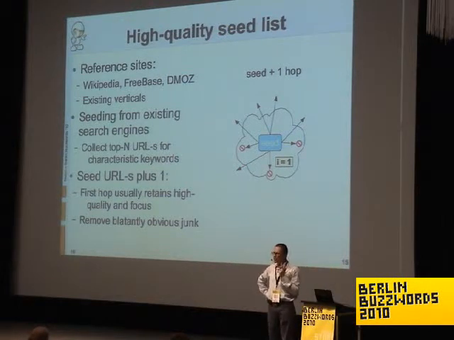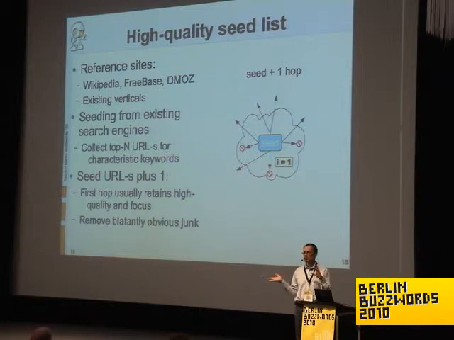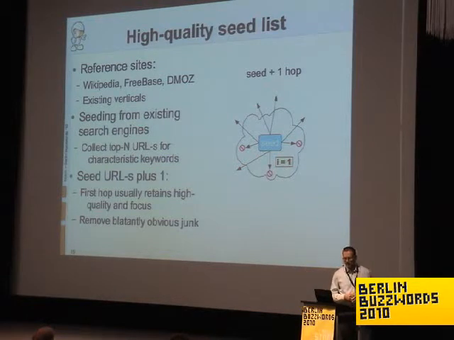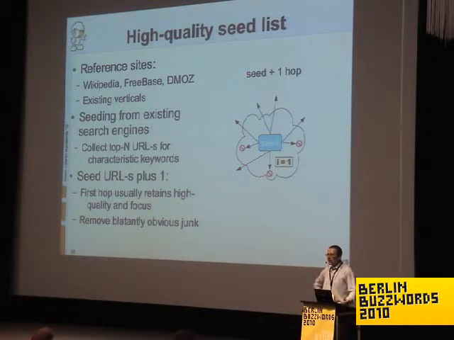So the best practice is to start from high-quality seed lists. It's usually a small list, although in my practice I worked on projects that started with 1 million URLs as the seed list, though the quality of that seed list was mixed. But usually you start with a small seed list, like 10 sites or 100 sites, the ones that you know a priori are interesting for you. This list could be taken from Wikipedia or from Freebase or DMOZ, although nowadays DMOZ quality deteriorates somewhat. Or it could be obtained from existing verticals.